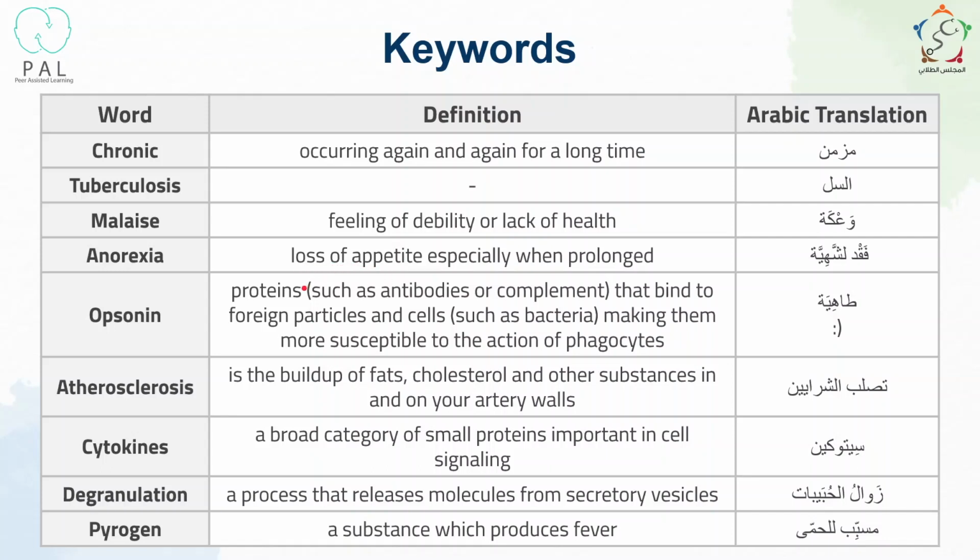Opsonins are proteins that bind to foreign particles that help to facilitate phagocytosis. Atherosclerosis is the buildup of fats in the wall of arteries. Cytokines are small proteins used in cell signaling. Degranulation is the process that releases molecules from secretory vesicles. They're usually released from mast cells. And a pyrogen is any substance which produces fever.